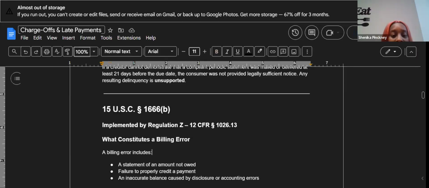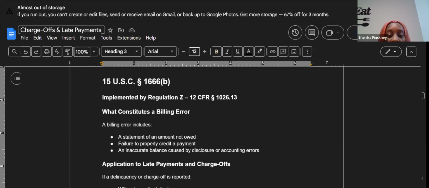So 15 USC 1666B, implemented by Regulation Z, 12 CFR 1026.13. What constitutes a billing error? A billing error includes a statement of an amount not owed, failure to properly credit a payment, and an inaccurate balance caused by disclosure or account errors. All right.